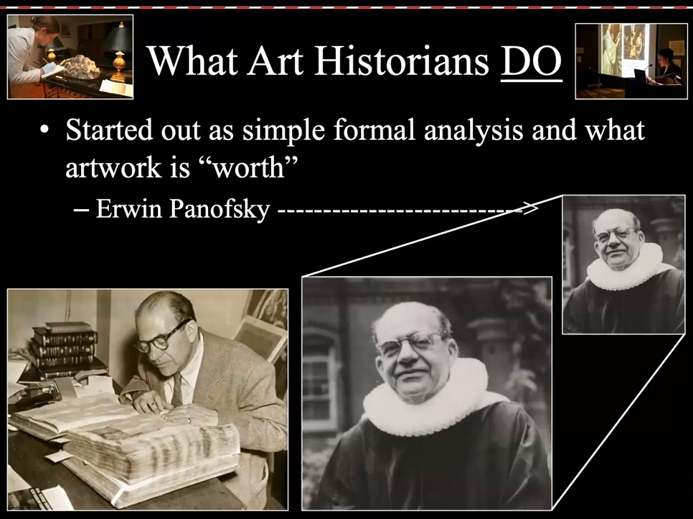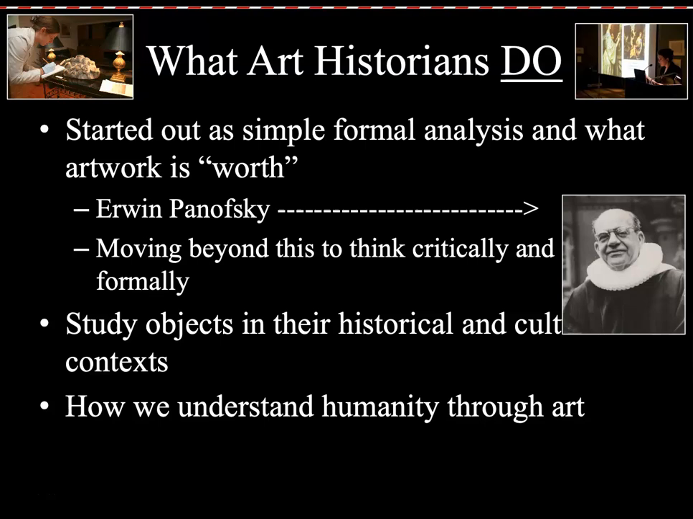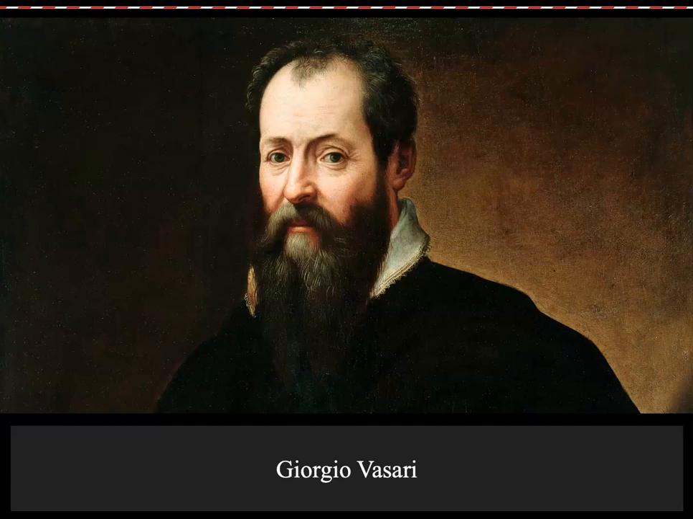But as time has moved on and we've moved into the 21st century, we've become more involved in thinking critically as well as formally about works. So we need to be studying works not only in their historical and cultural context, but also with their formal elements as well, combining these ideas together. So how we understand humanity through art and why that is important. And you can even look back at old art historians and see the inherent mistakes that they've made that have moved through our historical dialogues at large.